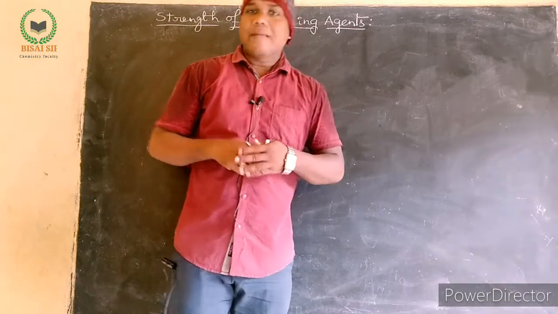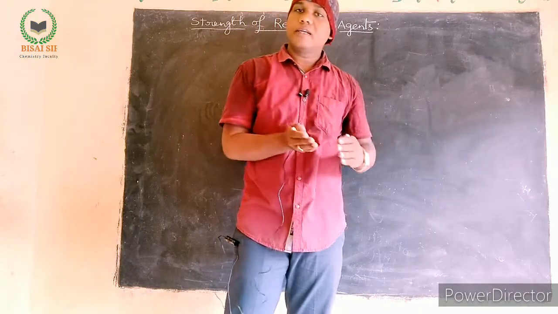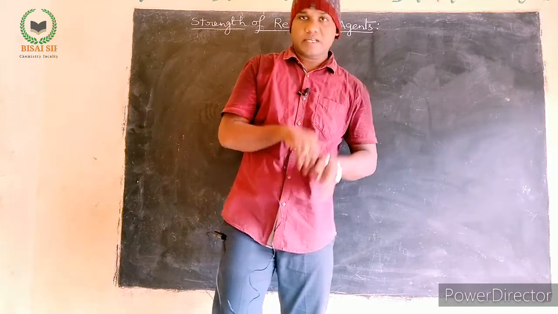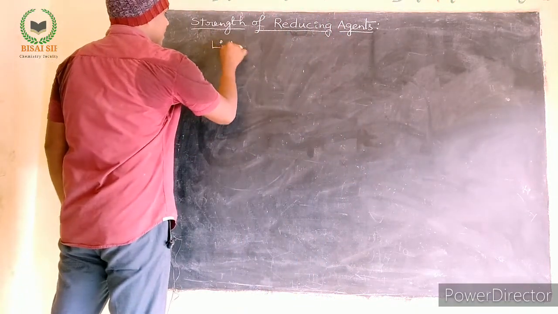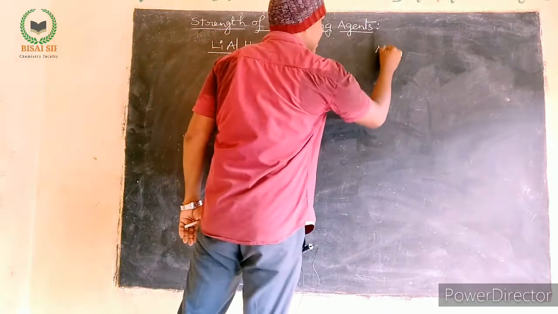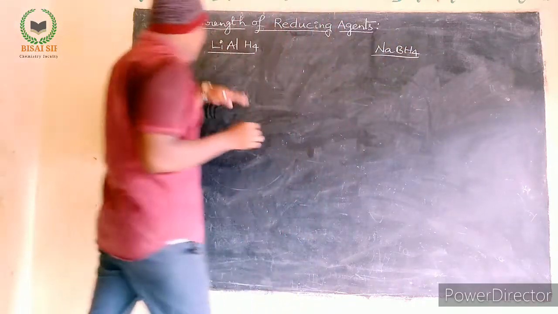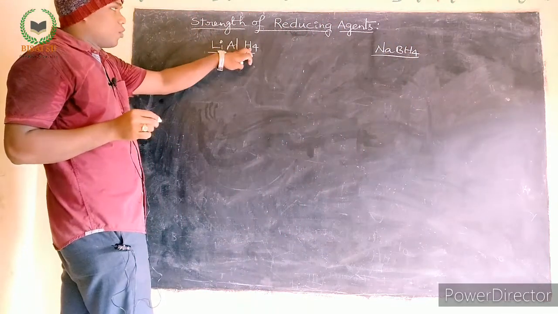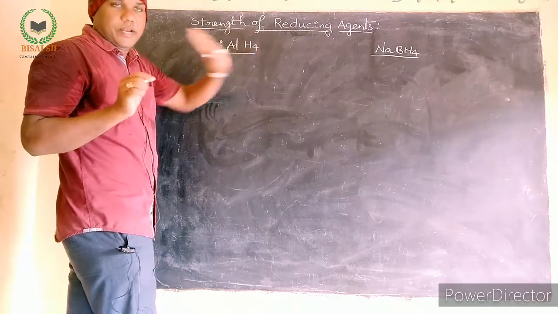Now, I am going to compare lithium aluminum hydride, LiAlH4, with NaBH4, correct? For LiAlH4, we know that AlH4 minus has a tetrahedral shape.